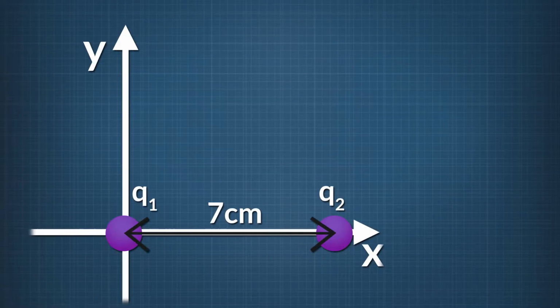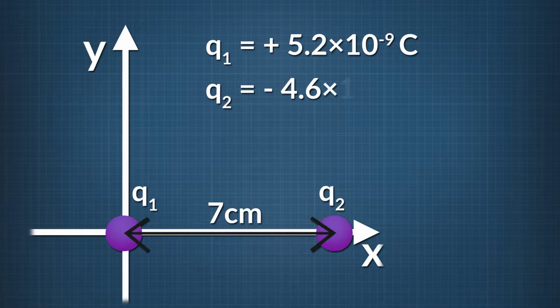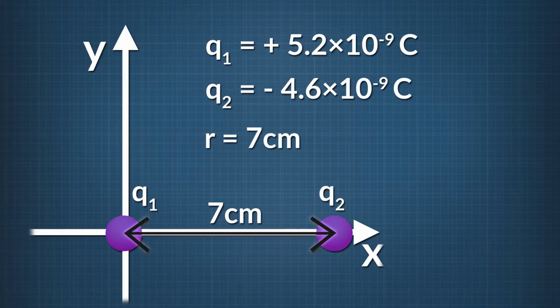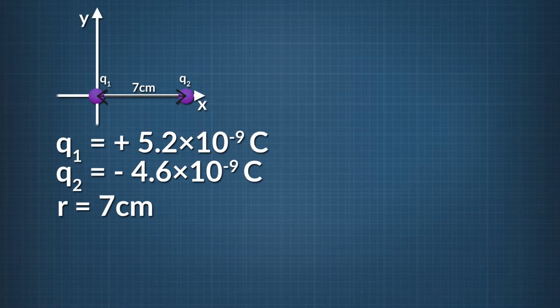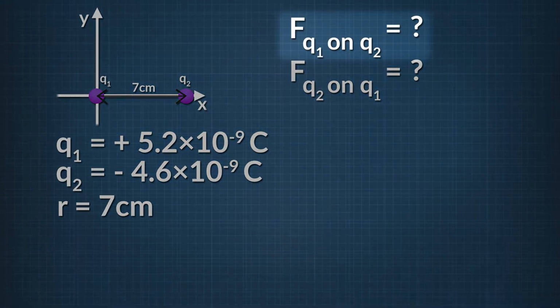Our first exercise involves calculating the force between 2 point charges. The exercise states that we have 2 point charges. Q1 equals positive 5.2 times 10 to the negative 9th coulombs, and Q2 equals negative 4.6 times 10 to the negative 9th coulombs. They are separated by a distance of 7 centimeters. Find the magnitude and direction of the force of Q1 on Q2 and the magnitude and direction of the force of Q2 on Q1.